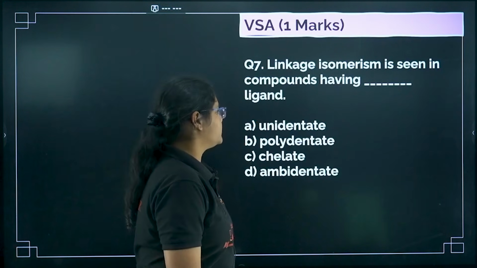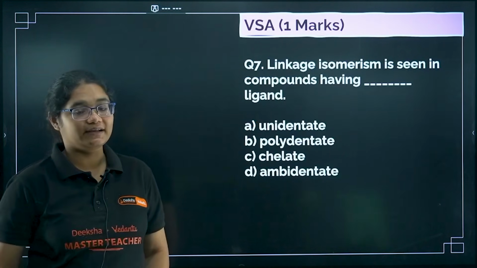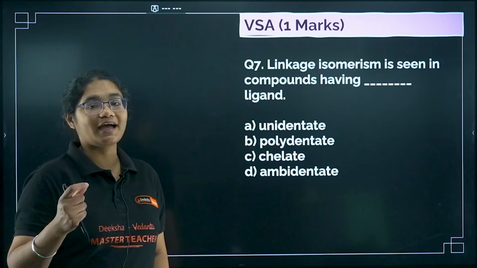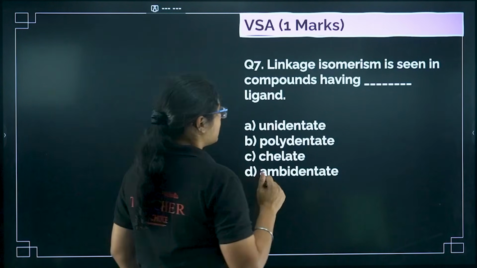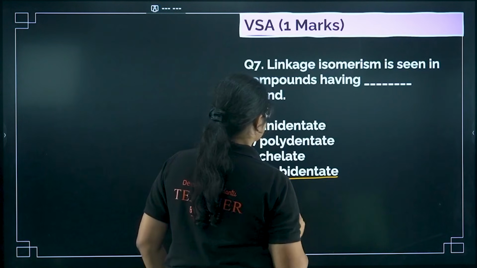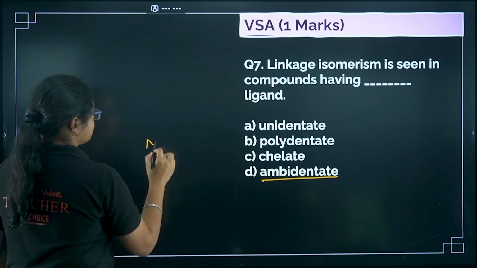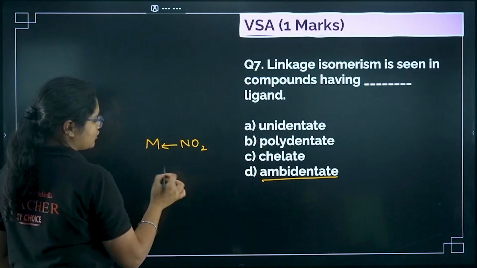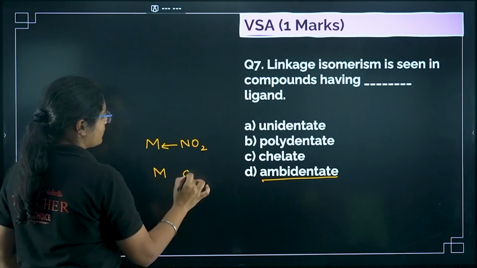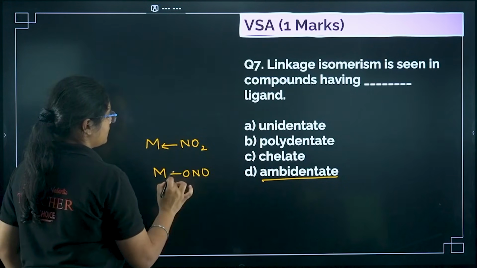Next, linkage isomerism is seen in compounds having dash ligand. Linkage isomerism is where you have ambidentate ligands. For example, suppose this is the metal and you have a ligand NO2. Here N can bind to M, that is also possible, and with M, O can also bind.